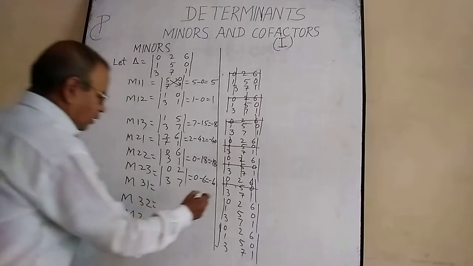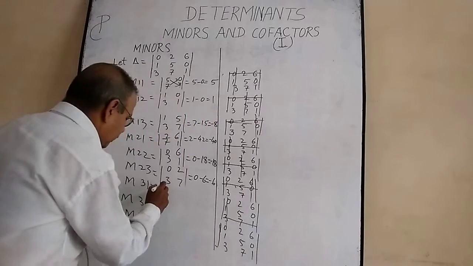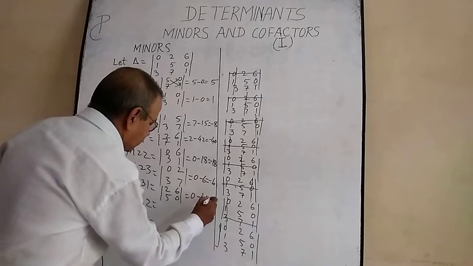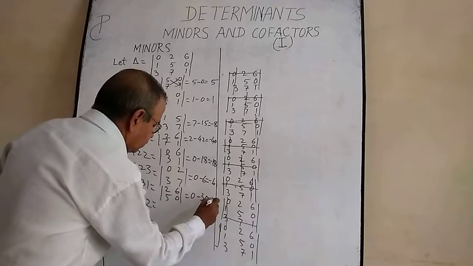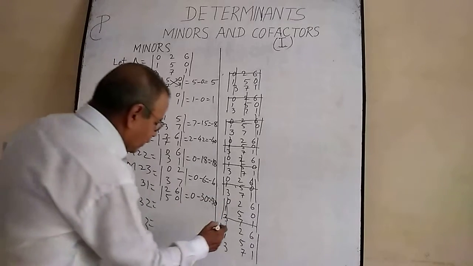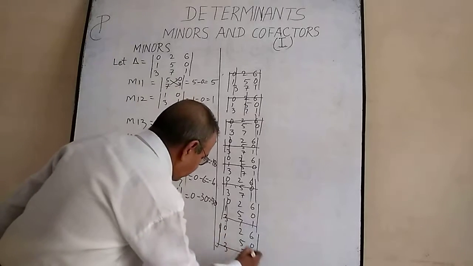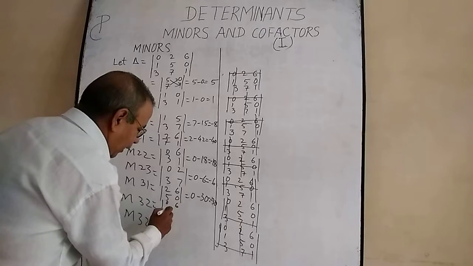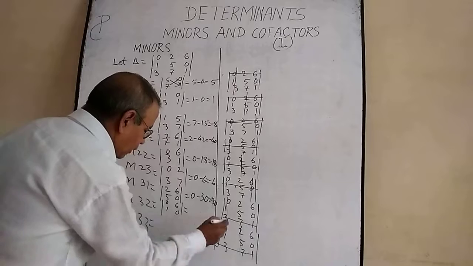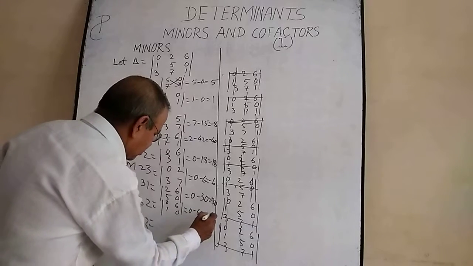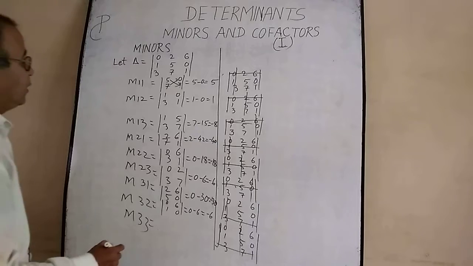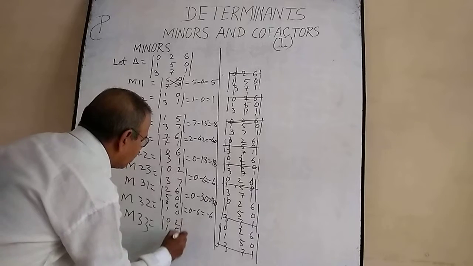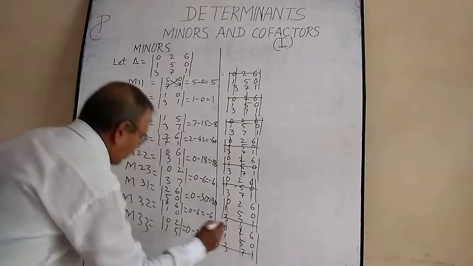And M31 is third row and first column, that is 2, 6, 5, 0. That is equal to minus 30. Then M32 is third row and second column, and therefore it is written 0, 6 and 1, 0, that is equal to 0 minus 6, which is minus 6. And similarly M33 is 0, 2 and 1, 5, which is equal to 0 minus 2, which is minus 2.